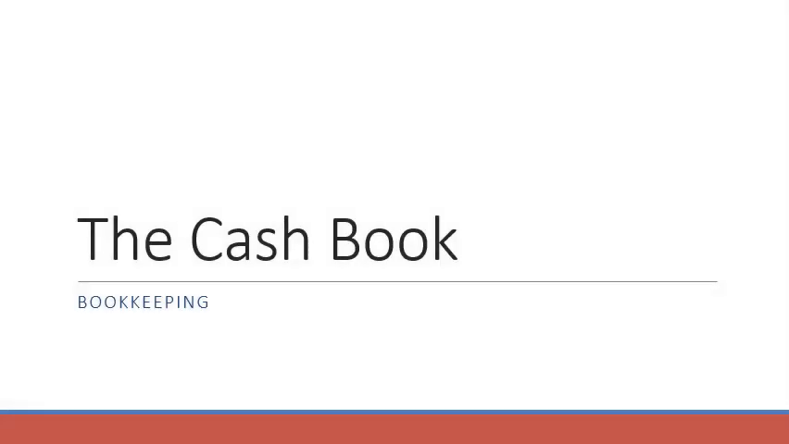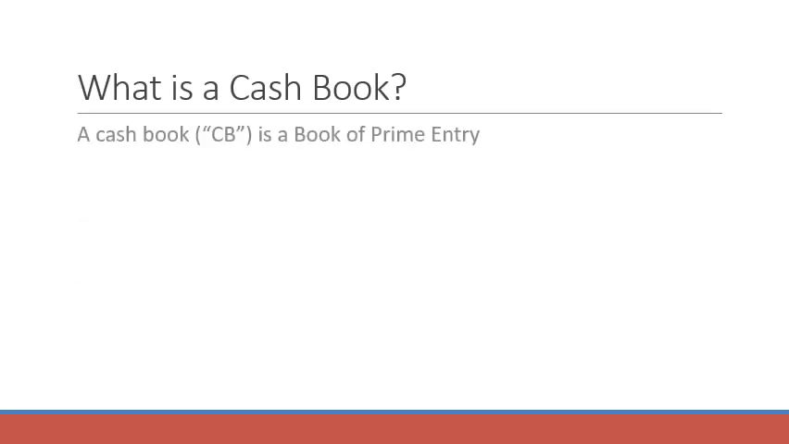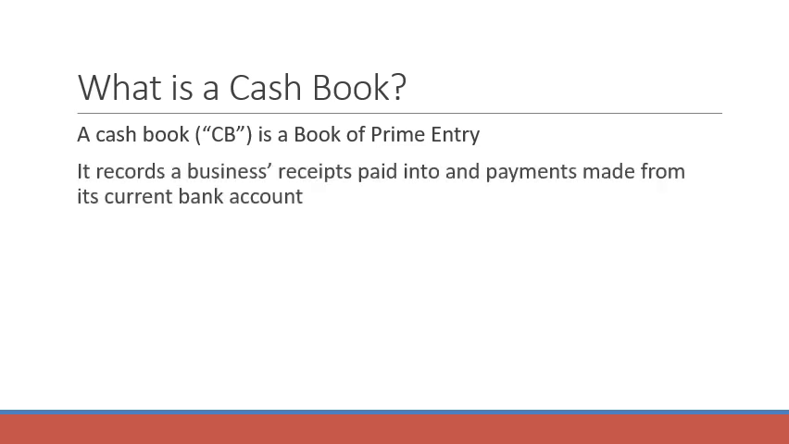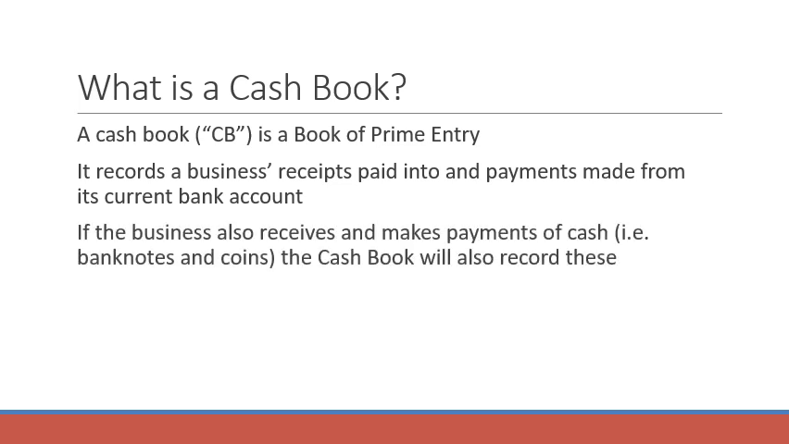In this video, we're going to look at the cash book. Now, the cash book is a book of prime entry, so it's the first place that certain types of transactions are recorded. And what it records is a business's receipts and payments from its current bank account. And if the business also deals in cash, so has receipts and payments in cash, the cash book will also record these.